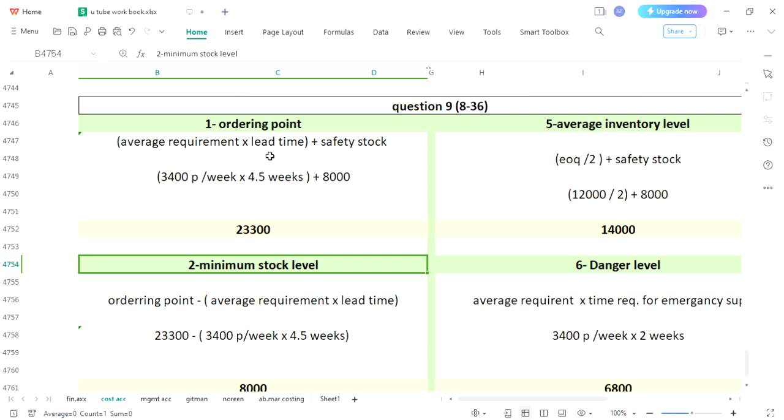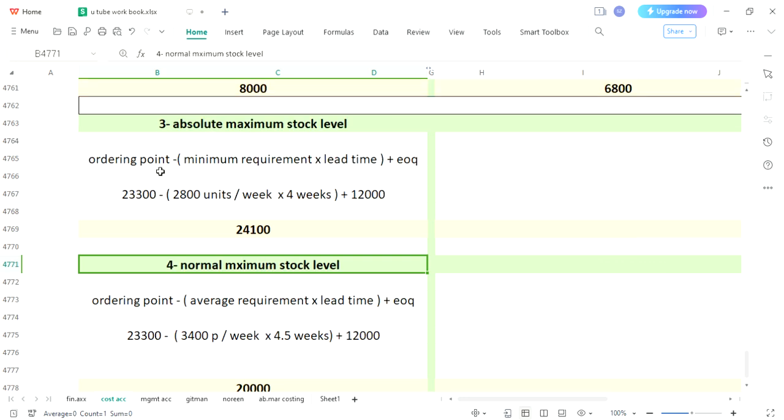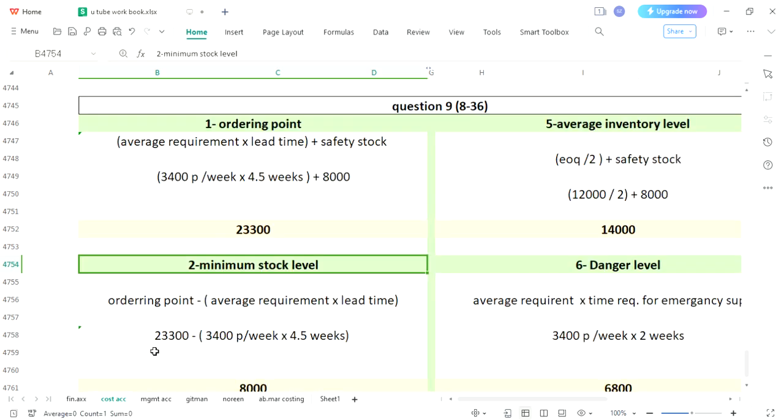If ordering point answer is wrong, for the time being I'm just giving you an example, God forbid it should happen in your exam, but let's say if ordering point answer is wrong and you have put the wrong input in ordering point, then your minimum stock level answer would be wrong, your absolute maximum answer would be wrong because ordering point is used, your normal maximum answer would be wrong because ordering point is used. So basically I was letting you know that ordering point was the key point, and you will have to be very attentive in calculation of ordering point.